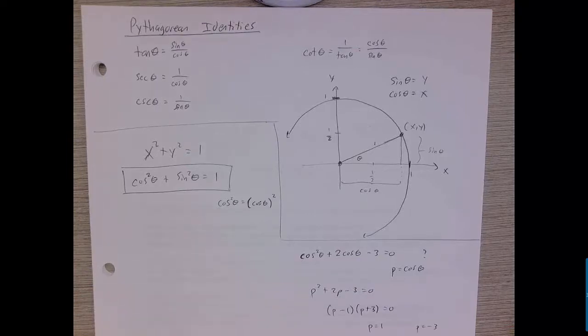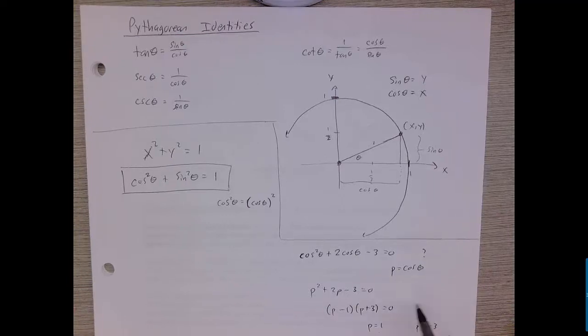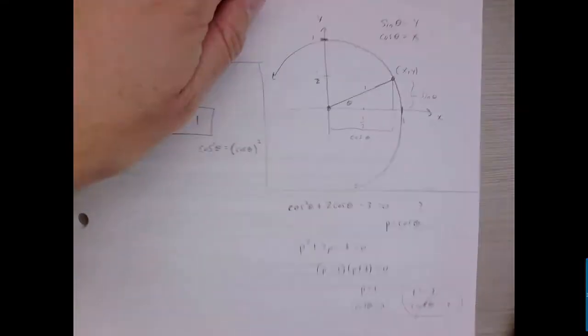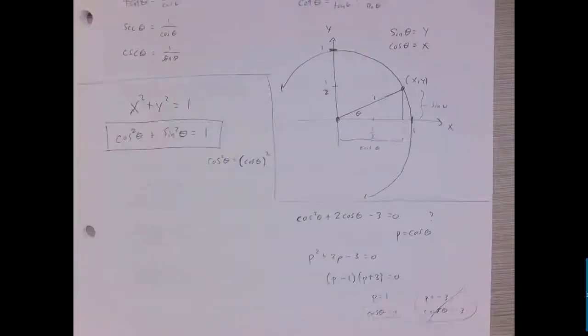So you can factor it and solve for p, and you get p is 1 or negative 3, but since p is the same thing as cosine, it's not possible for cosine to output negative 3, so that's not a solution. So all the solutions for theta would come from this branch, and you've done all that before.